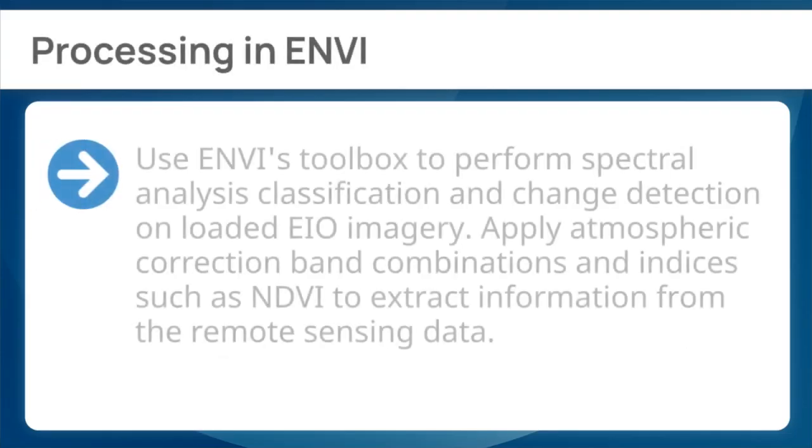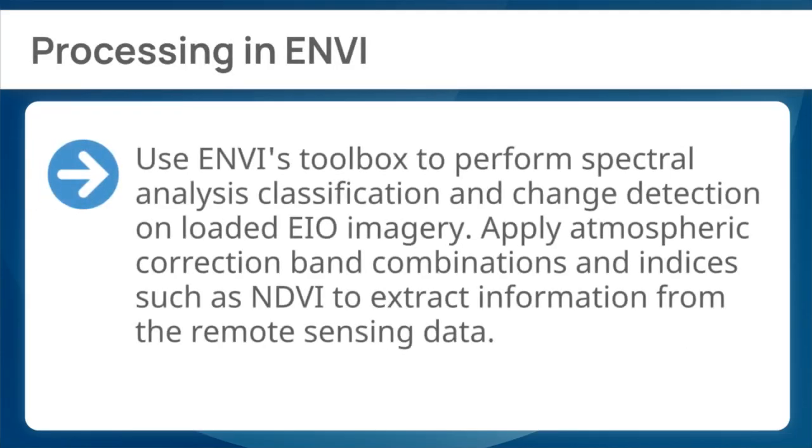Next, processing in ENVI. Use ENVI's toolbox to perform spectral analysis, classification, and change detection on loaded EIO imagery. Apply atmospheric correction, band combinations, and indices such as NDVI to extract information from the remote sensing data.